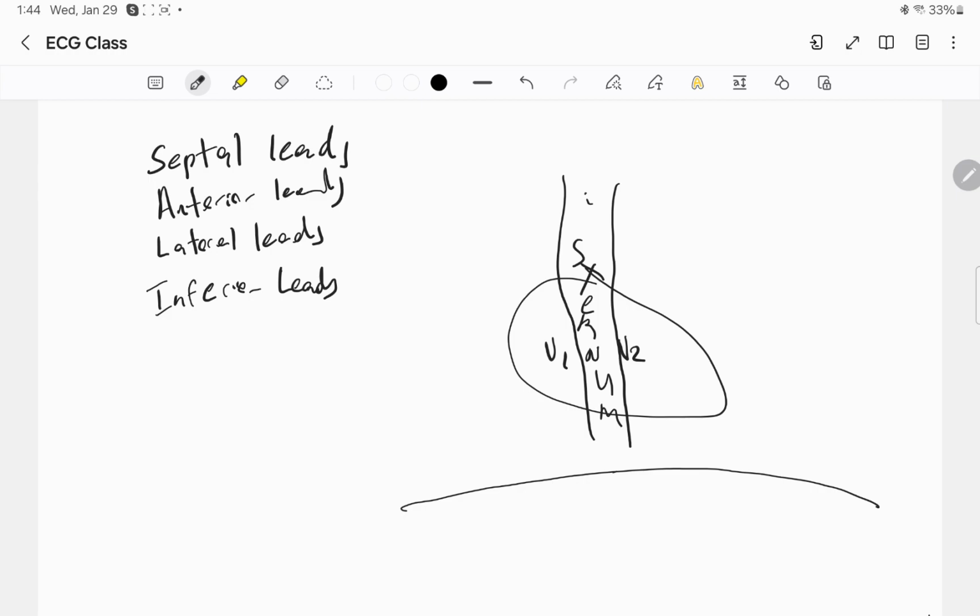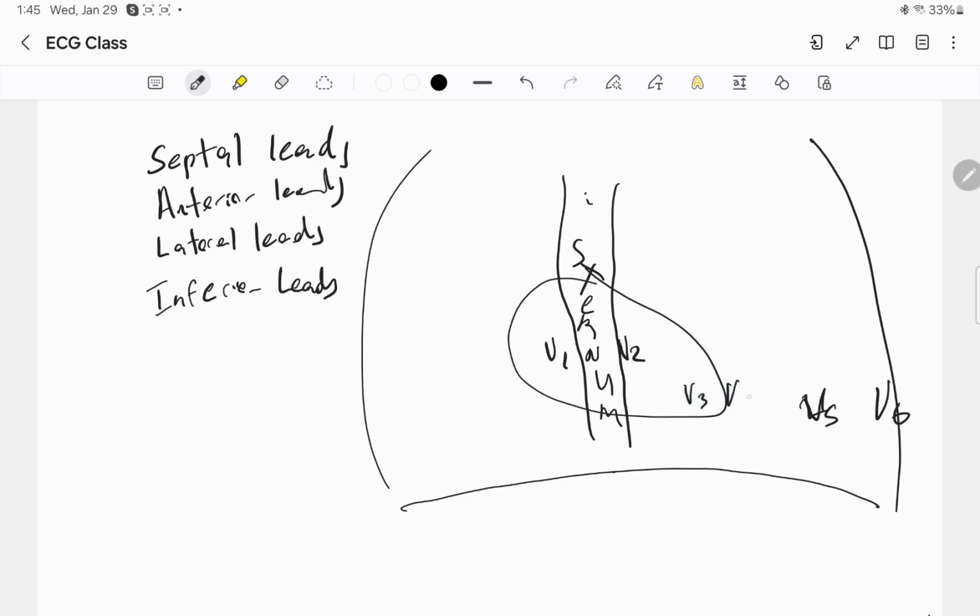So we're talking about the precordial leads now. And then V5 and V6 are farthest out. They're more lateral. And so the intermediate between septal and lateral would be anterior. So that's why V3 and V4 are anterior.